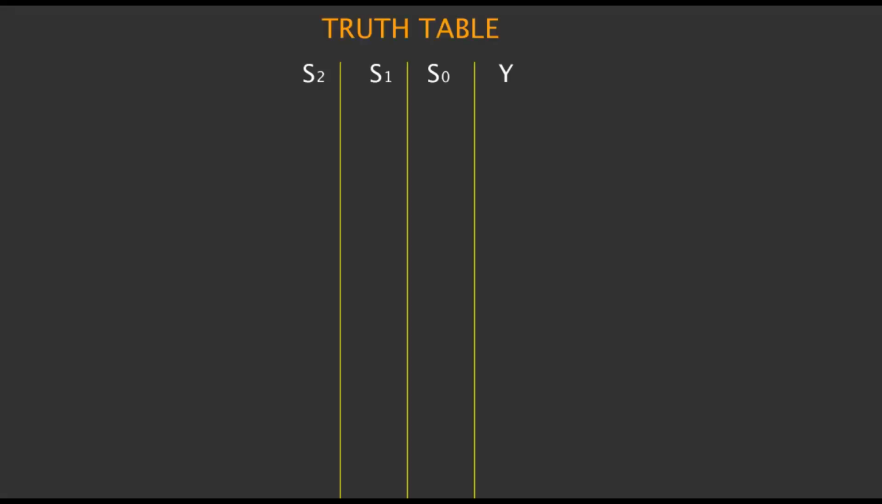And now let's take a look at the truth table of this multiplexer. S2, S1 and S0 are select lines and Y is the output data line.